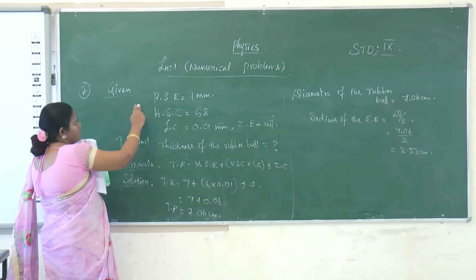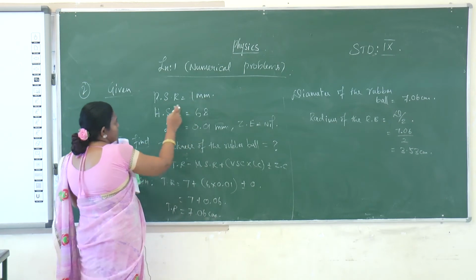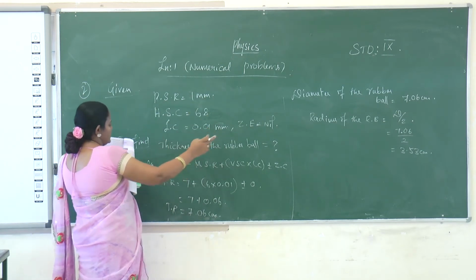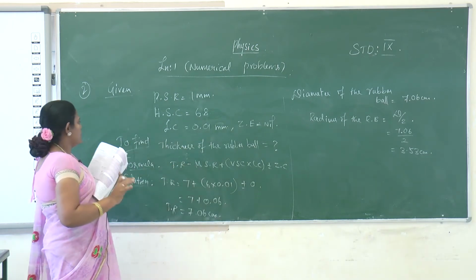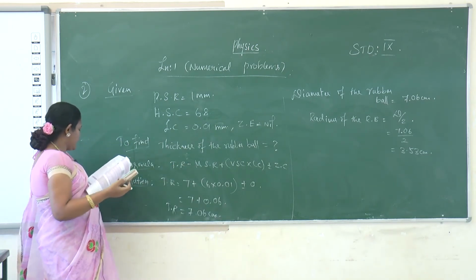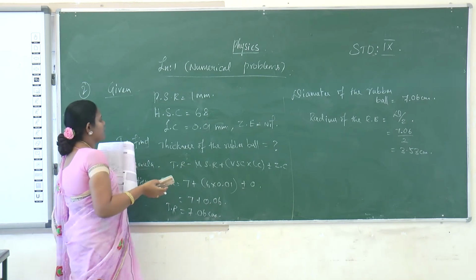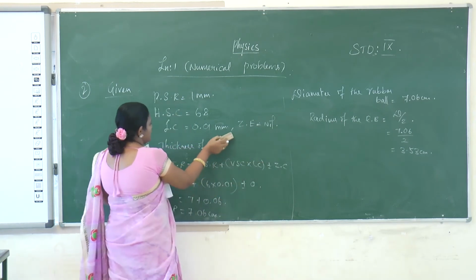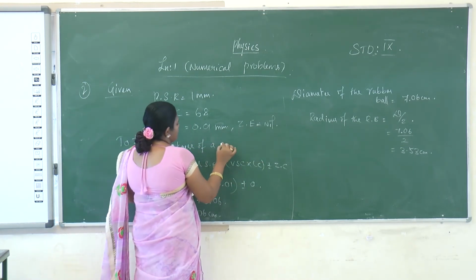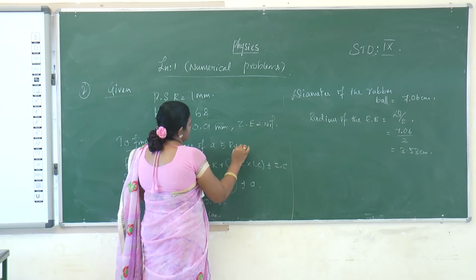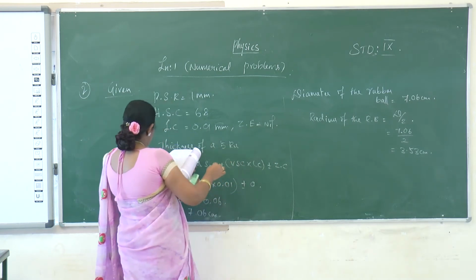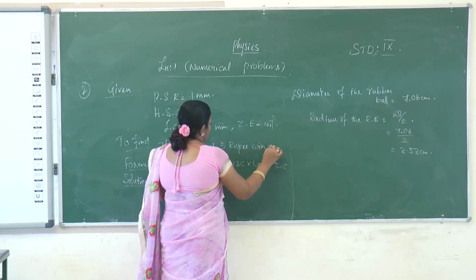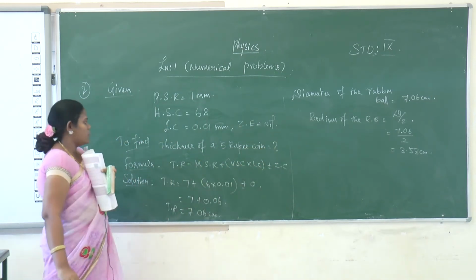So what are the given values? Pitch scale reading is equal to 1 millimeter. Head scale coincidence is 68. Least count is 0.01 millimeter and zero error is nil. Okay. What do you find out in this question? Thickness of a 5 rupee coin. Okay. Thickness of the 5 rupee coin we will find out.